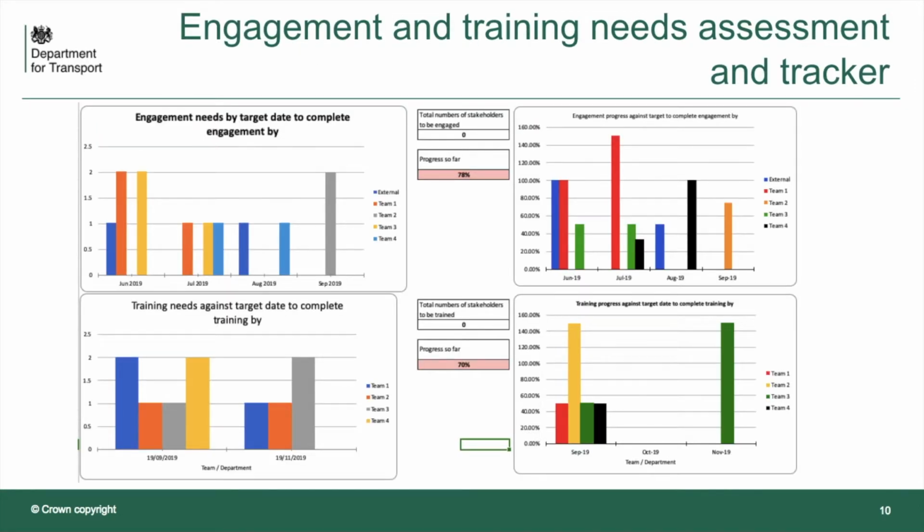The Engagement and Training Needs Assessment and Tracker allows you to analyse the engagement and training needs of all of your internal and external stakeholders. Of course, you will want to track who in your organisation needs training and whether they have received it. How are we going to work in the new world otherwise?